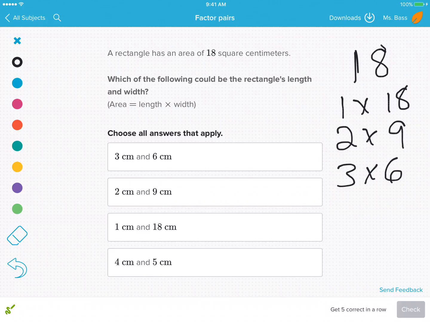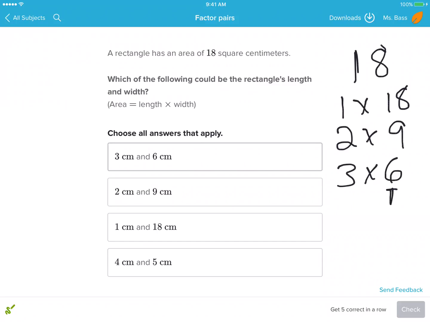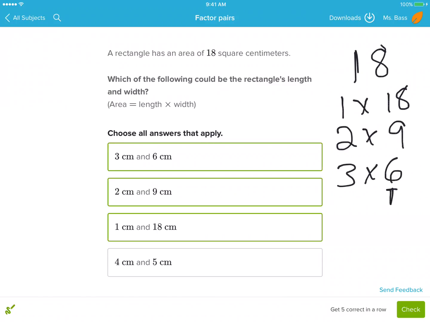I cannot take 5. And then I can see that I'm back at 6 again, so I know I can stop. So looking at my answers over here, I know that I can use 3 and 6, 2 and 9, 1 and 18 as my sets.